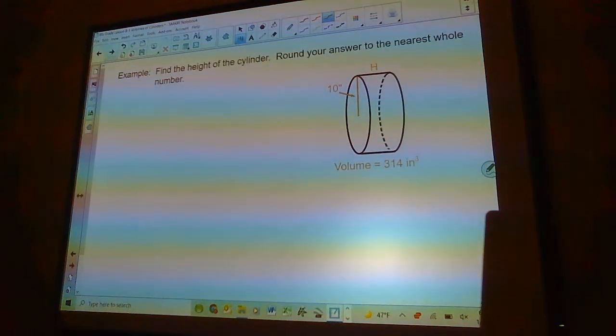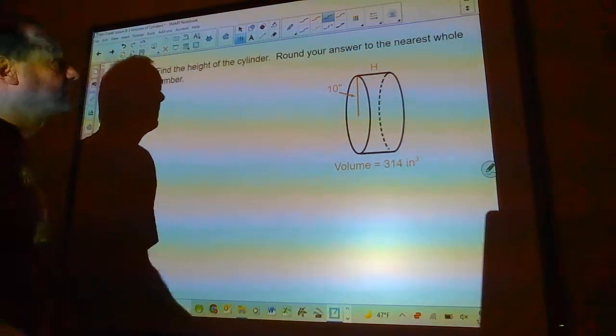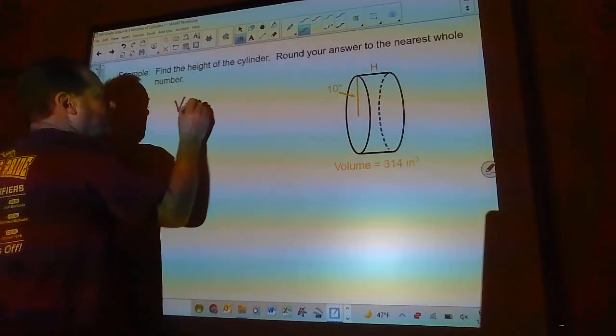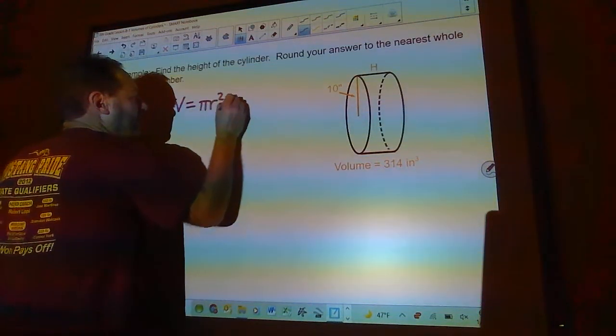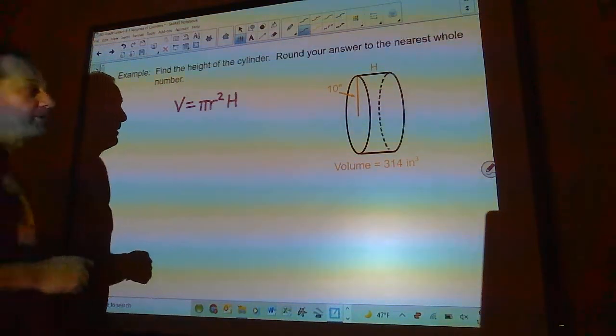Here we've got another one now. Find the height of the cylinder, round your answer to the nearest whole number. So on this one, they give you the volume, but you don't have the height. Okay? So again, we're going to write down the formula, volume equals pi r squared h. That's my specific formula for a cylinder.